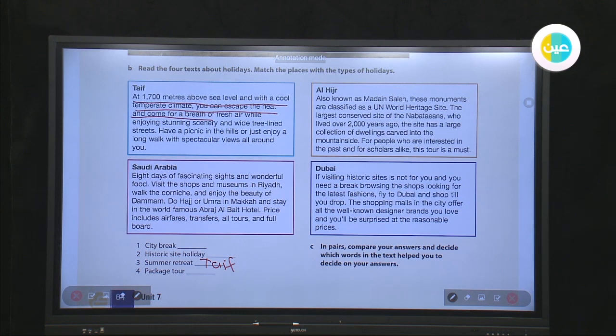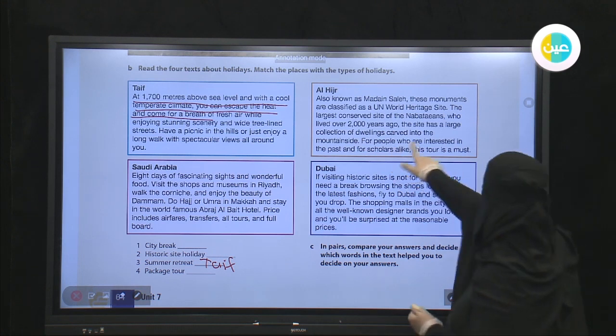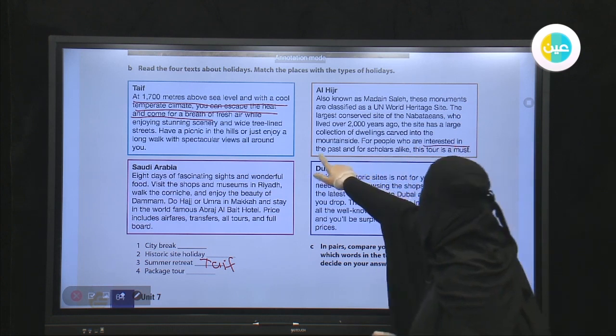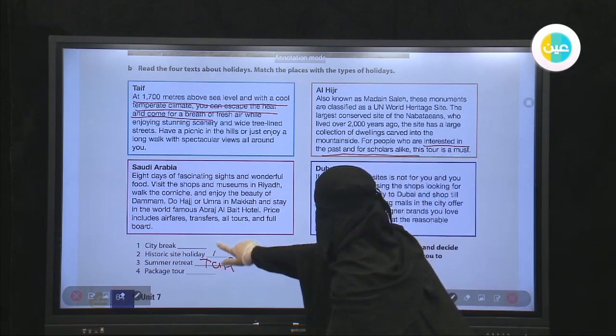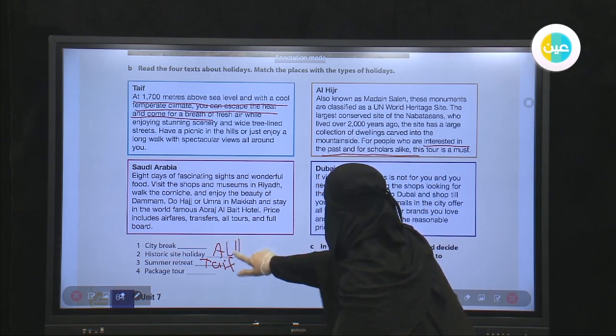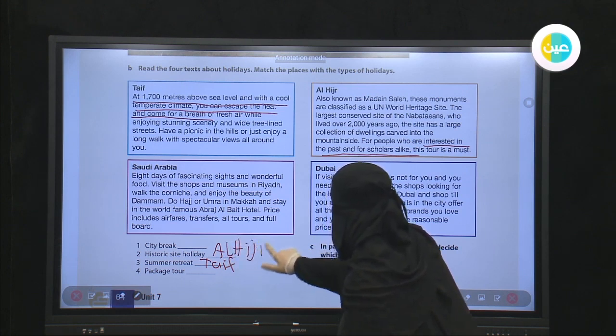Now, Al-Hajr, what do you think? Is it a city break, a historic site holiday, or a package tour? Let us decide by reading the last line. And for people who are interested in the past, for scholars alike, what do you think? This tour is a must. So it will be a historic site holiday. Al-Hajr will be a historic site.